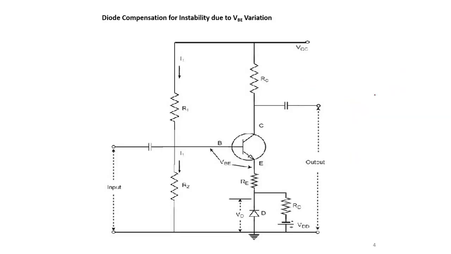This is a circuit with diode compensation for the VBE variation. In this, the transistor is an NPN transistor, right? This is an NPN transistor.